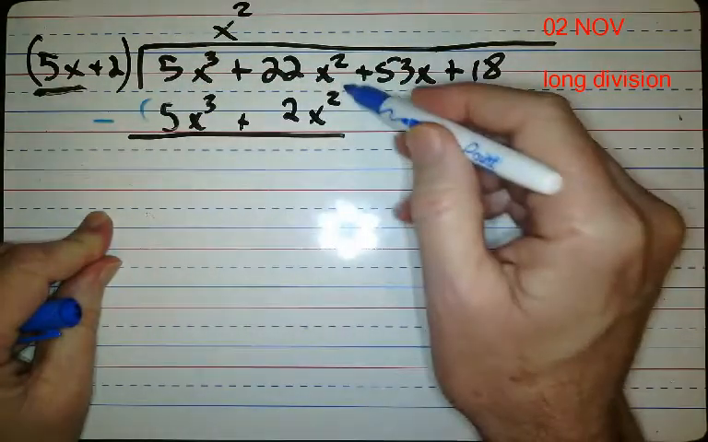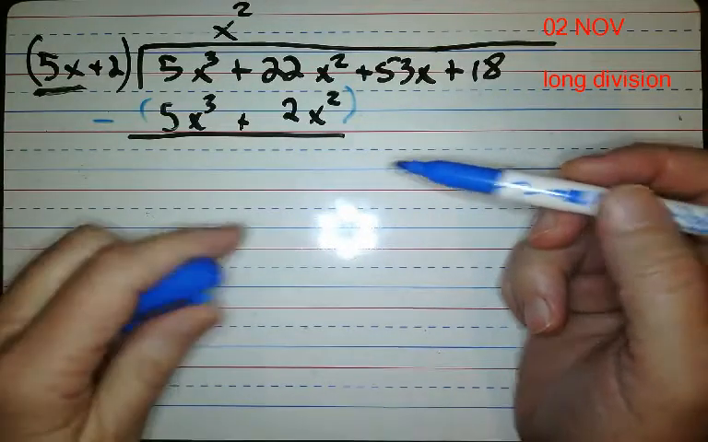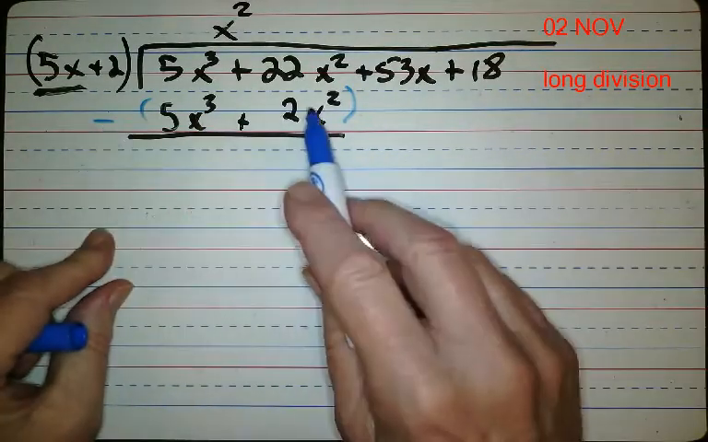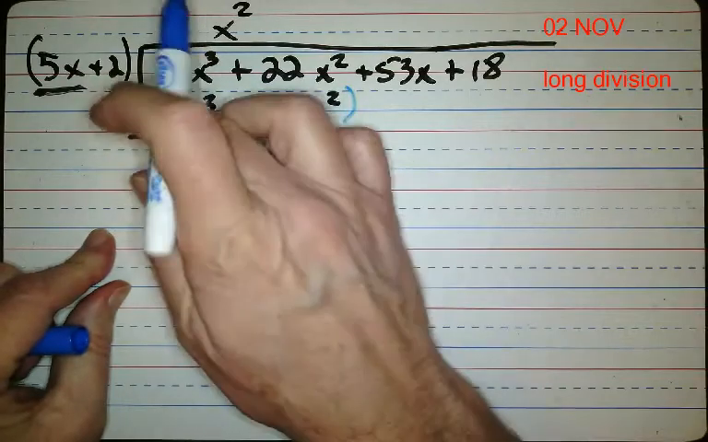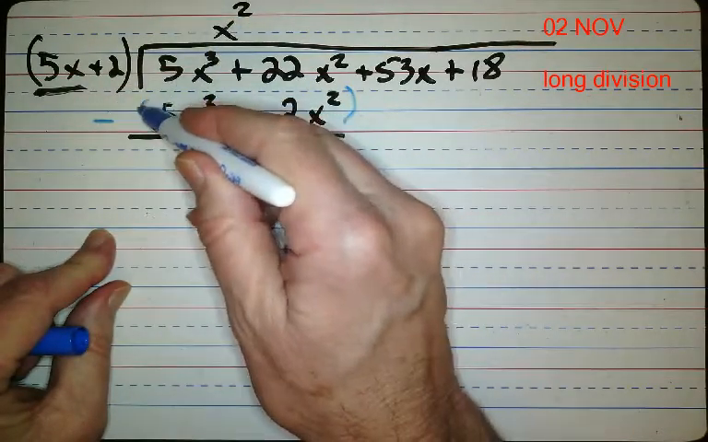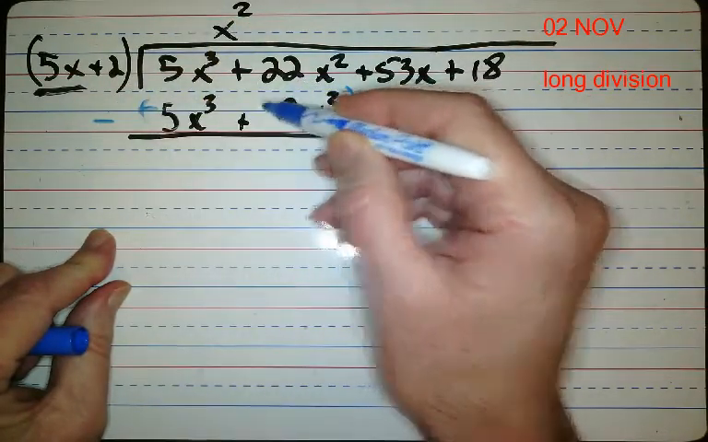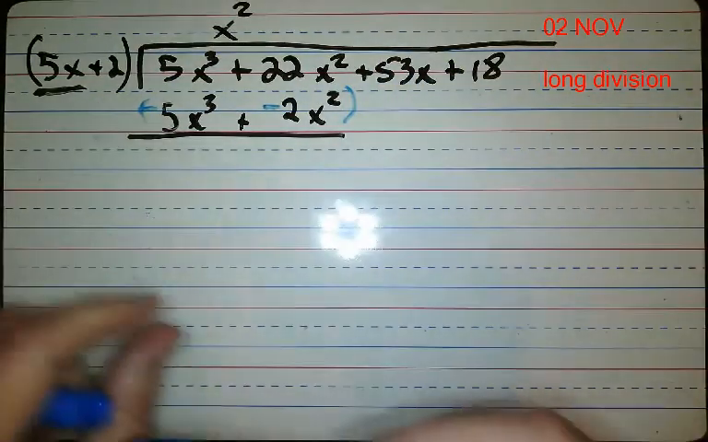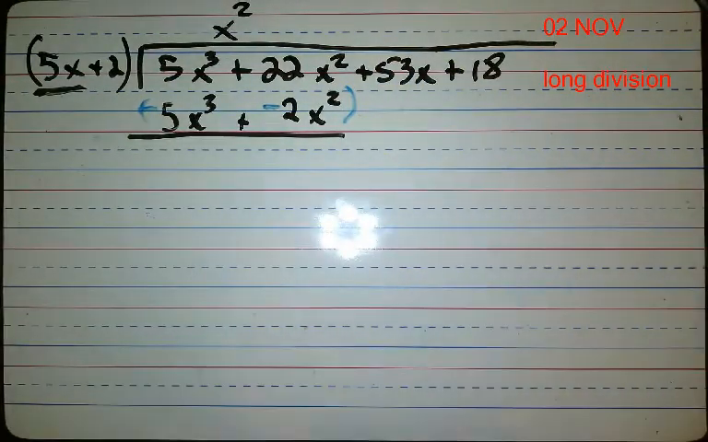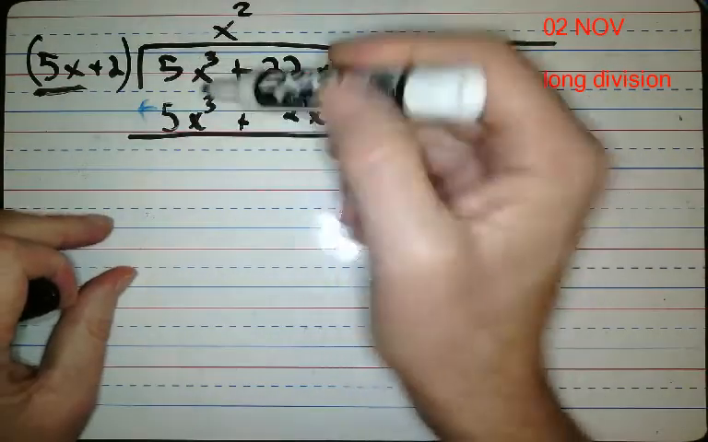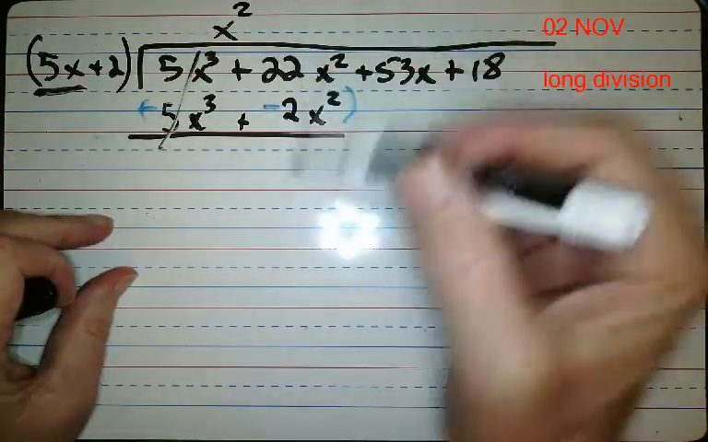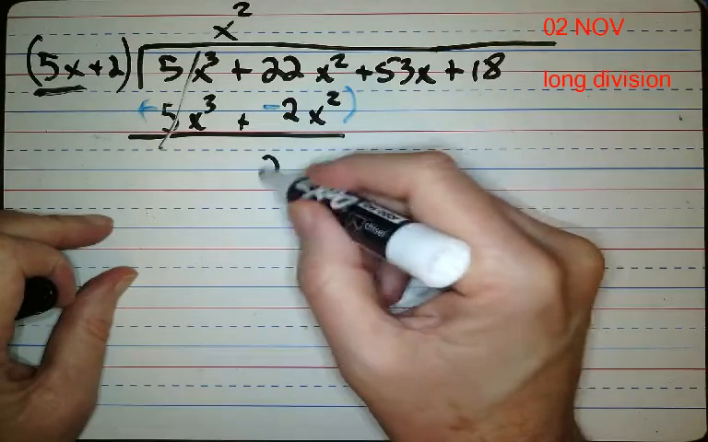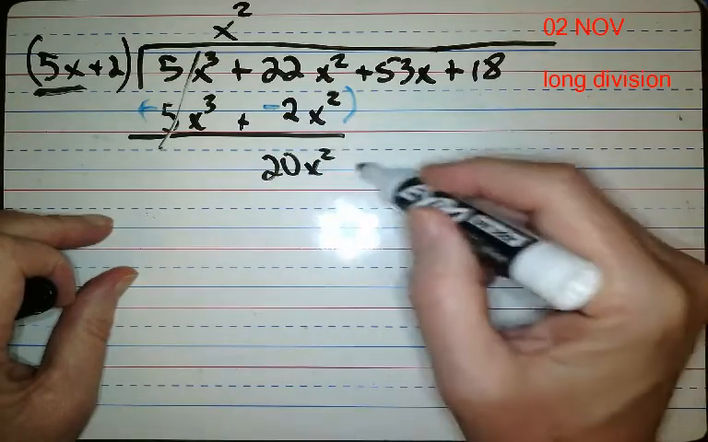So we're going to subtract that. Now remember, when you subtract, you have to subtract both of them. So how about if I do this? We'll just change this to be -5 and change this to be -2. And then we know we're subtracting. Okay, so 5 minus 5, that goes away. 22 minus 2, that is 20x squared.